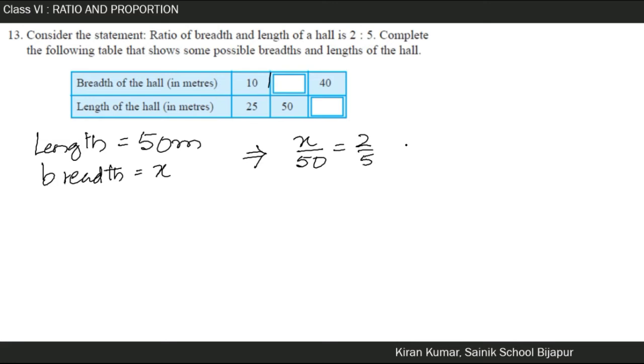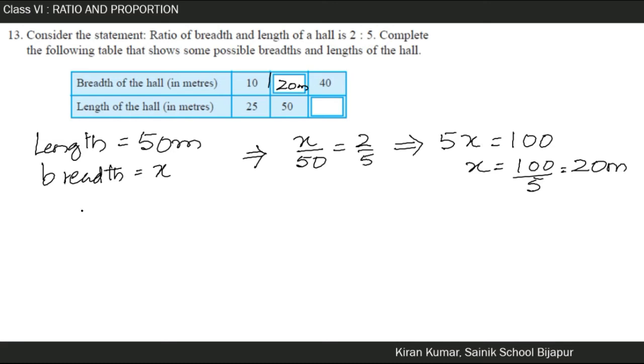Now I'll do cross multiplication. I'll be getting 5x equal to 100. So x will be equal to 100 upon 5. We get it as 20, and it is in terms of meters. So the first blank is 20 meters.